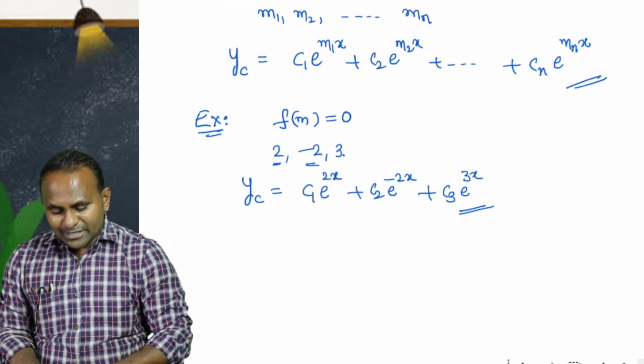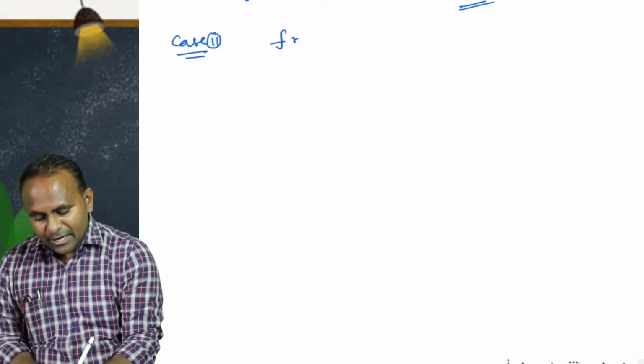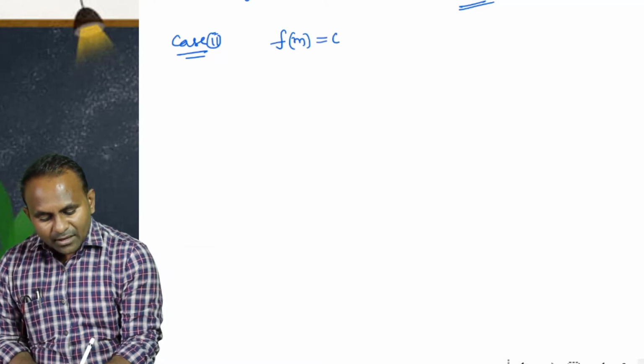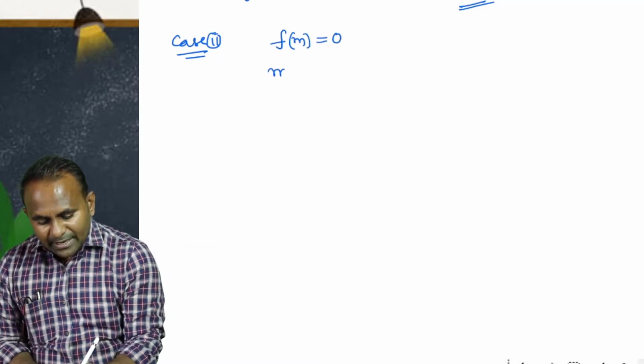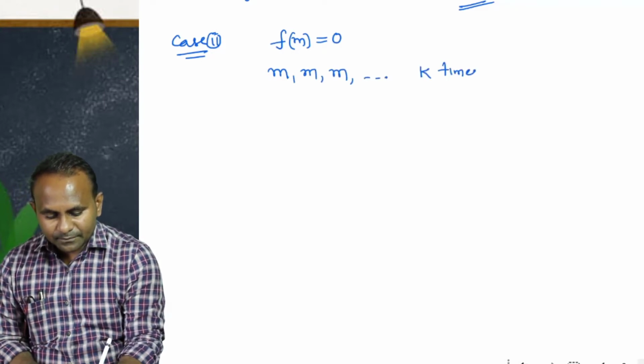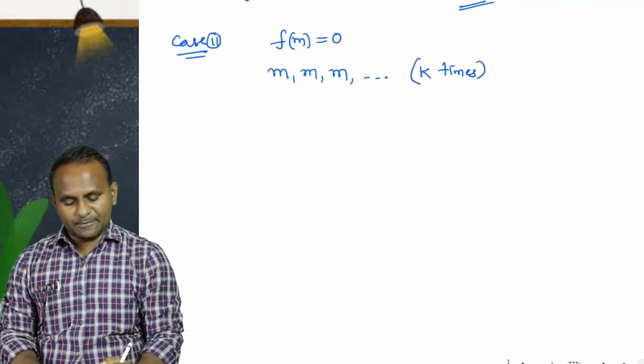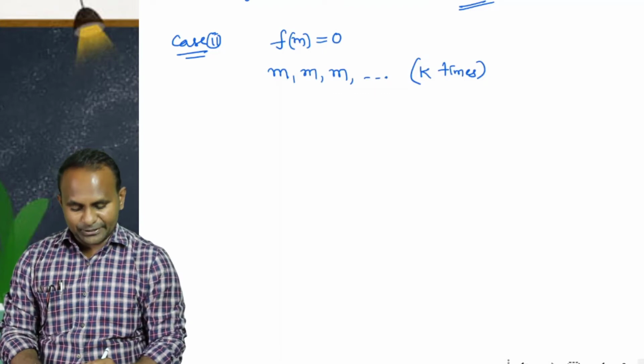And let us look into the second case. The roots may be real and repeated. Case 2. Suppose your auxiliary equation f of m equals 0 has the roots m, m and so on, k times. I mean, m is the repeated root. m is repeating k number of times. Then how do we write the complementary function?